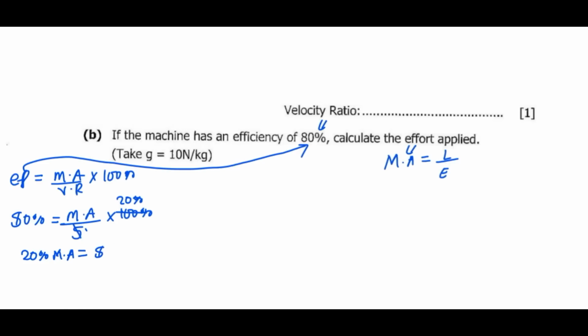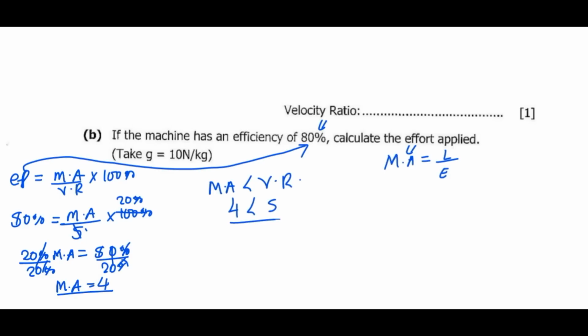Then is equal to 80%. So let's divide by 20%. So mechanical advantage is equal to 4. Remember, as long as the efficiency is not 100%, mechanical advantage should be less than velocity ratio, and it's making sense. 4 is less than 5. So we have the mechanical advantage, which is 4. So that's what we are going to put here.